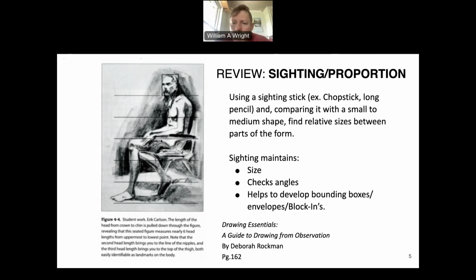These are all ideas we talked about with gesture. Again, if you've done that assignment with me or anybody else, you should have talked about sighting and comparison. Yeah, this also helps you check angles. You can check things vertically. That's another thing, besides just the measuring, which is what I call sighting.